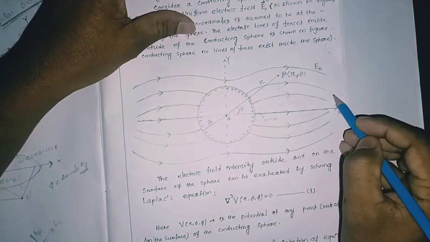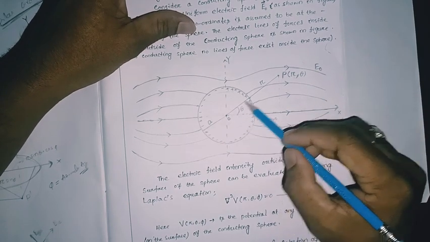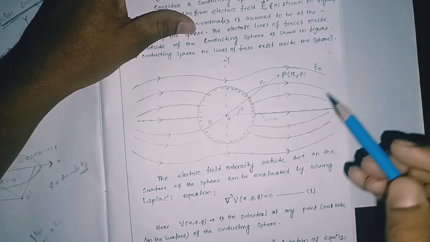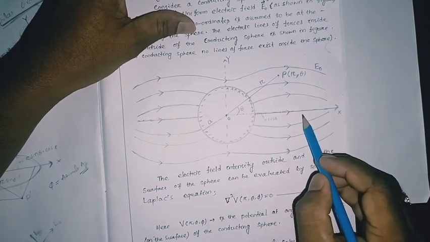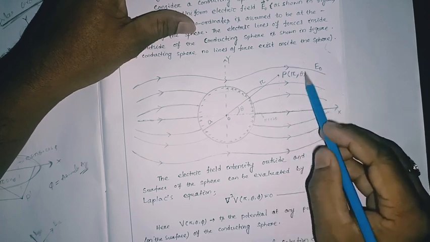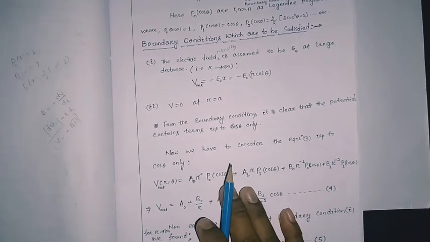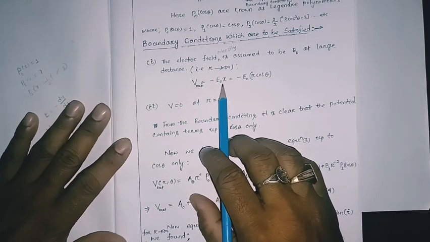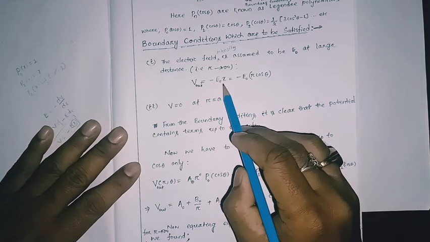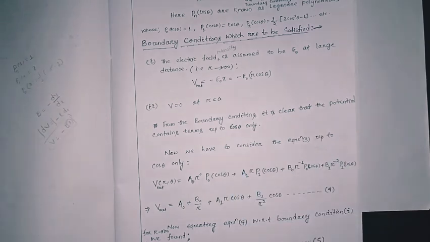So at larger distance, or when r tends to infinity, that value will be equivalent to the value along the x-axis. So its x component will be r cos theta. Hence at larger distance, this value minus E0 x will be minus E0 r cos theta. That is your x component.